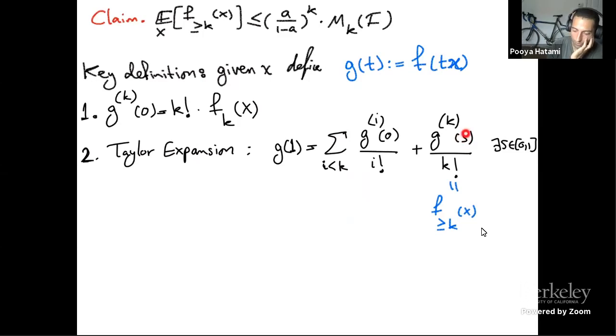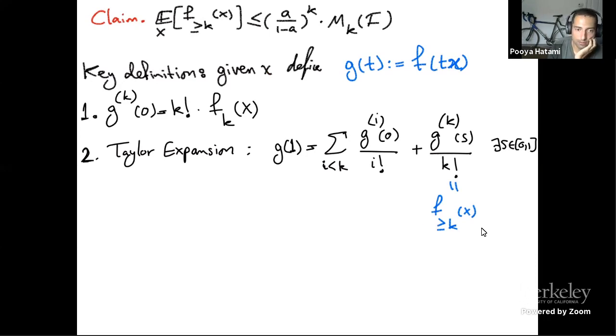So even though we don't know what s is, we know that the kth derivative of g evaluated at s divided by k factorial is exactly this quantity, the expectation of which we want to bound. Remember, we want to bound the expected value of this quantity exactly.